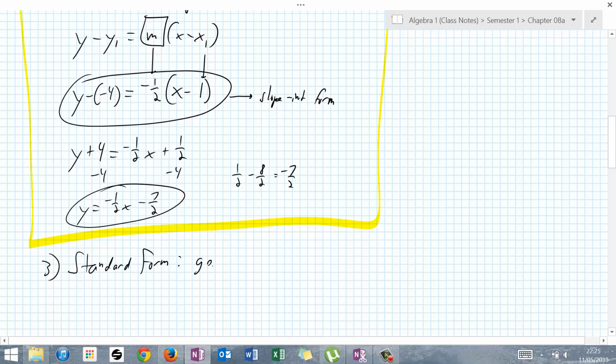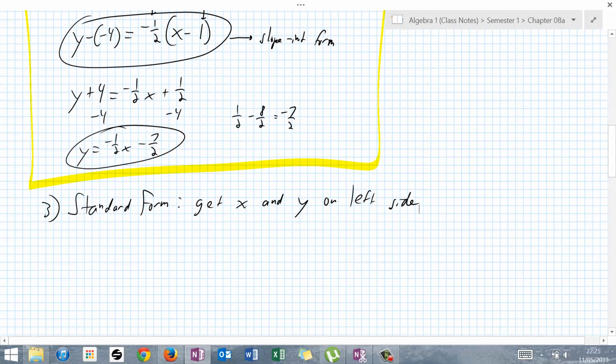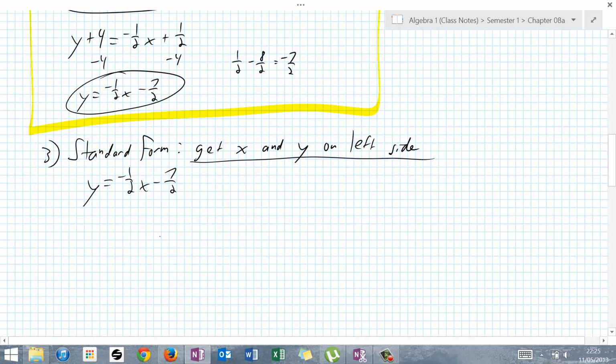And standard form is typically to get the x and the y on the same side, on the left side actually. I want to get the x and the y on the left side. So what I'm going to do is take this equation right here, copy it down again, and we're going to try to get that in standard form. So I'm going to get the x and the y on the left side. That's like the first step of standard form. So I'm going to add 1/2 x to both sides, and I get 1/2 x plus y is equal to -7/2.